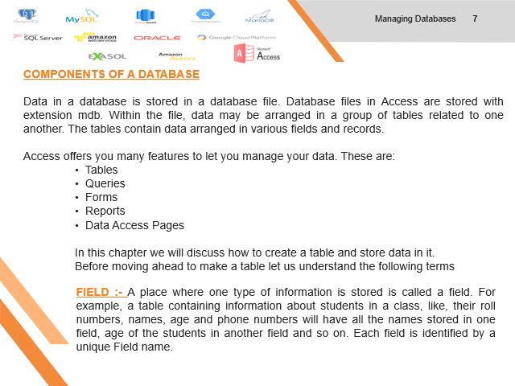The number one is field. A place where one type of information is stored is called a field. For example, a table containing information about students in a class.